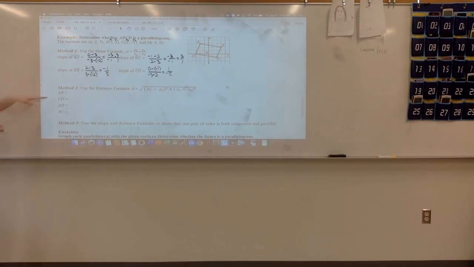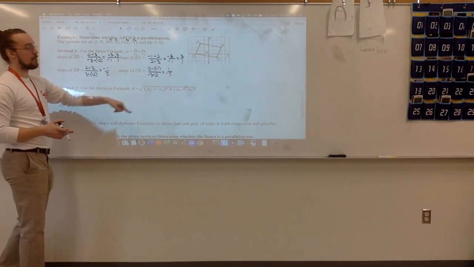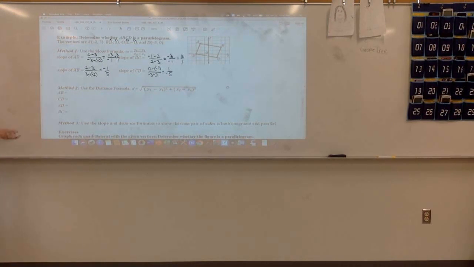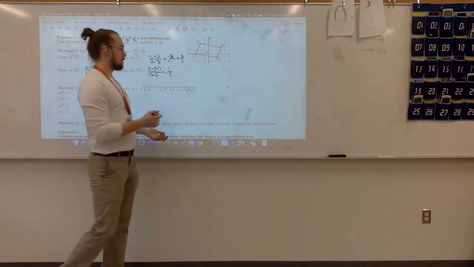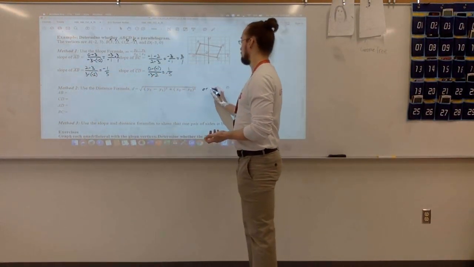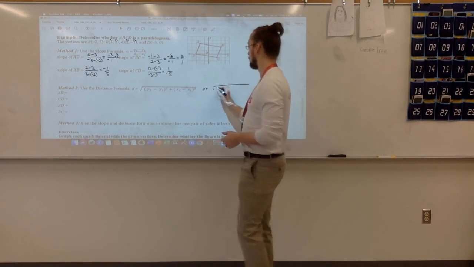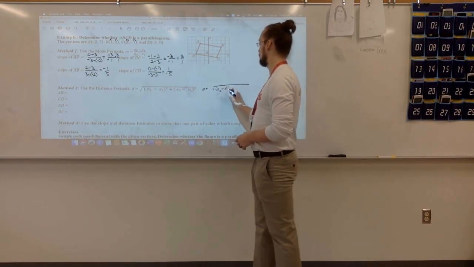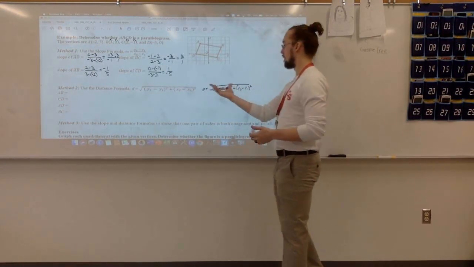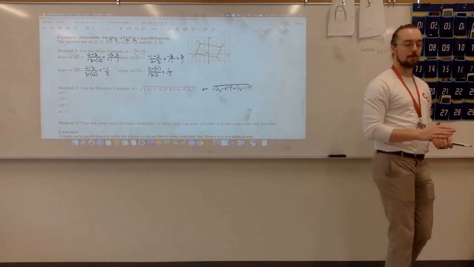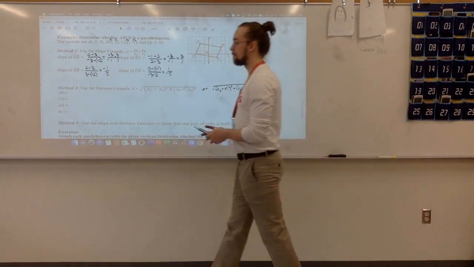Our second method is to show that opposite sides have the same length. Opposite sides have the same length. So to do that, we're going to use the distance formula. Y2 minus y1 squared plus x2 minus x1 squared. The way we usually write it, and it doesn't matter, you'll get the same answer either way, but we usually put the x's first. But it does not matter what order we write those in. This is the way that we've usually seen it.